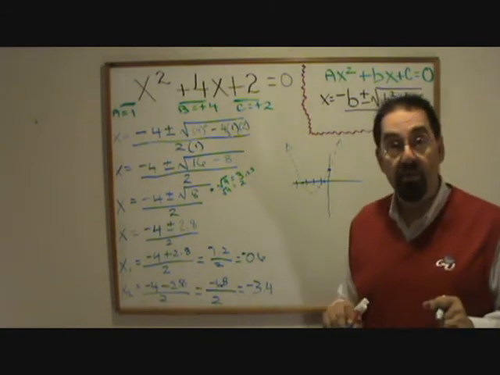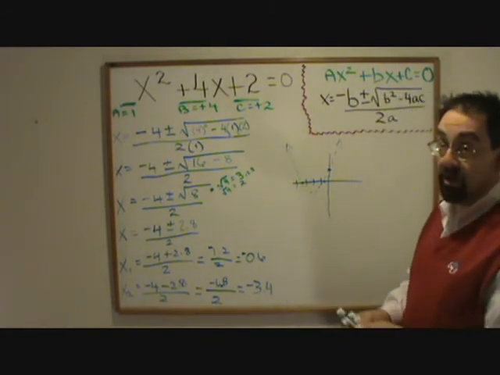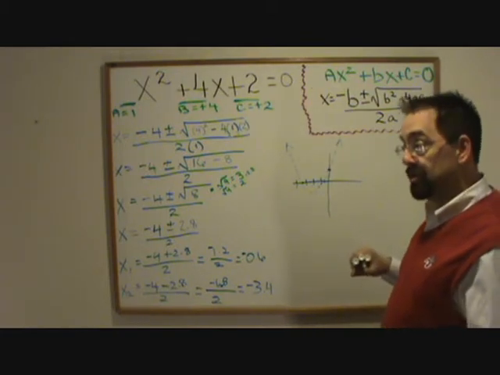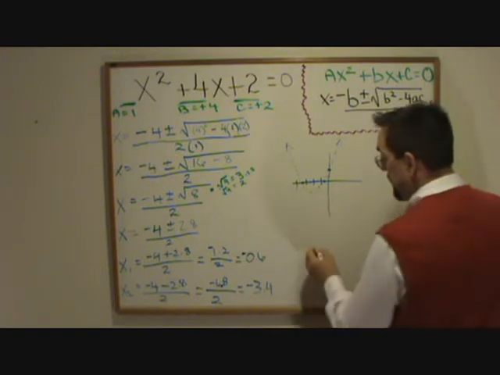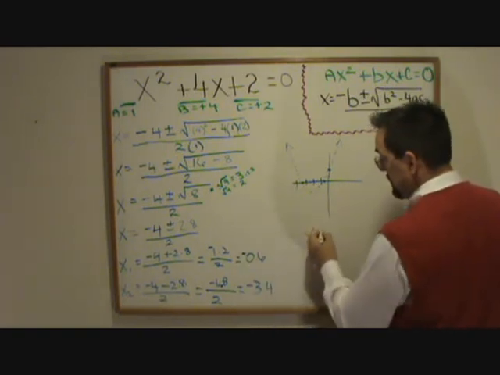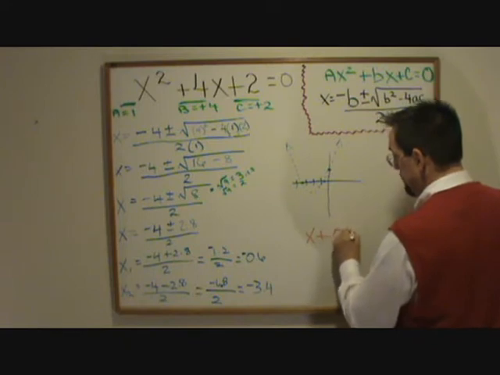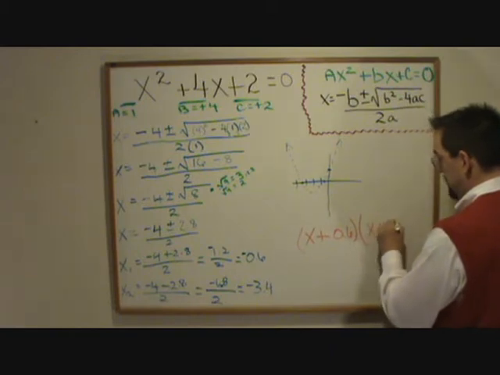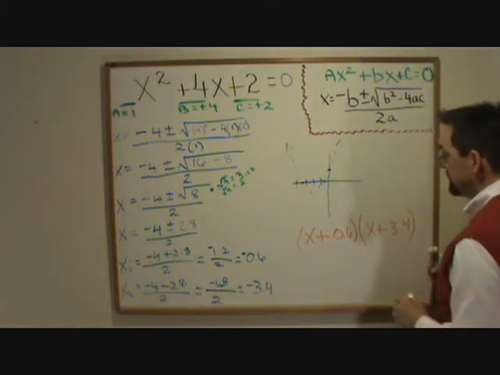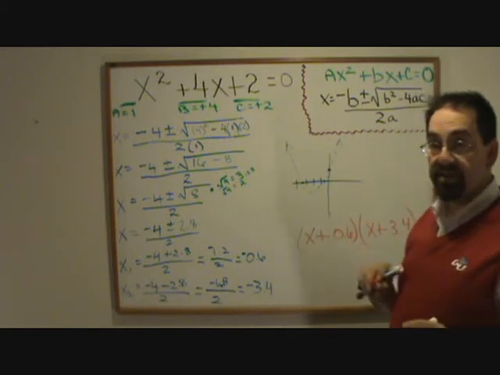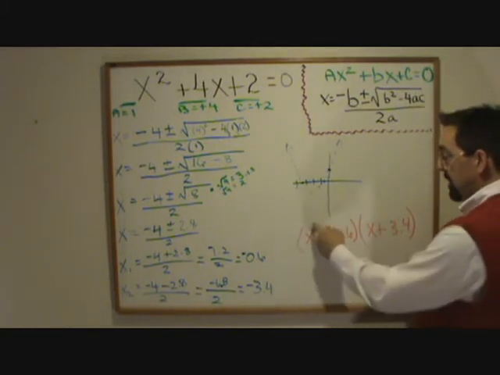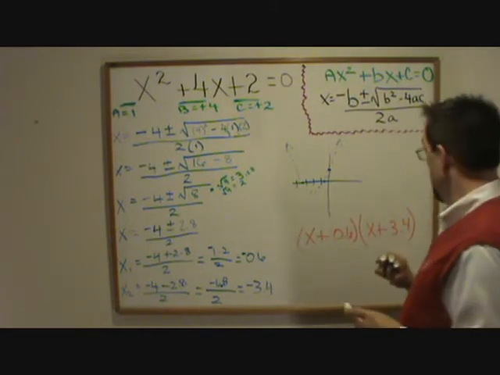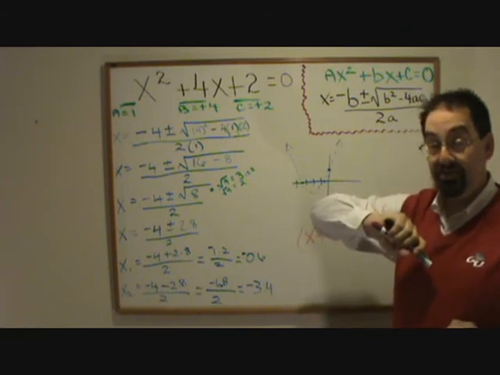Let's write it in factored form, because our original objective was that I can factor the equation using the quadratic formula. Okay, x plus 0.6 times x plus 3.4 is the factored form of this expression. If we were to actually go back and check it, we would see that 0.6 times 3.4 is 2.